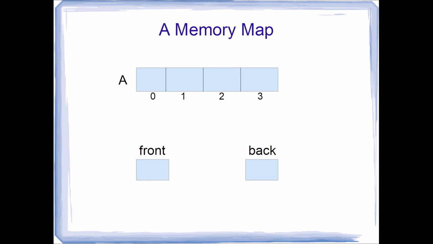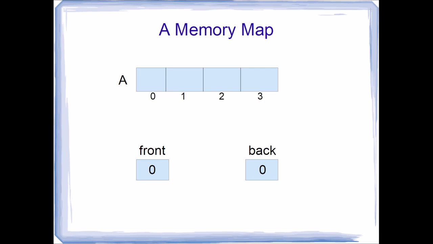All right, so let's examine how this could play out in memory. Here we have a memory map representing an array of 4 elements, which we'll call A. In addition to that array, we're going to need 2 variables, one named front, one named back, and both of these variables we will initialize to 0. The front variable is going to contain the index of the element that contains the first value of our queue. And back is going to contain the index of the element where we will add new values to our queue.